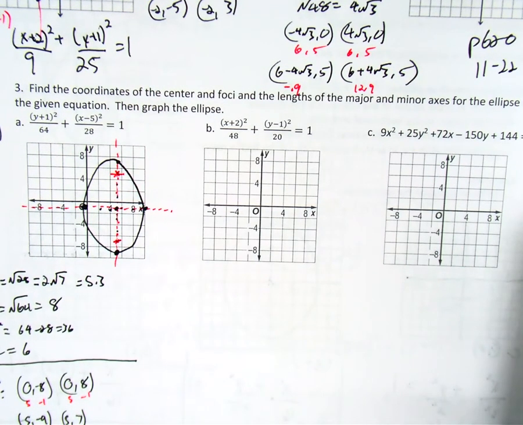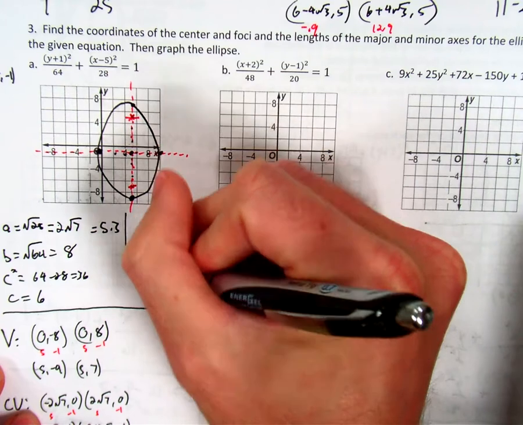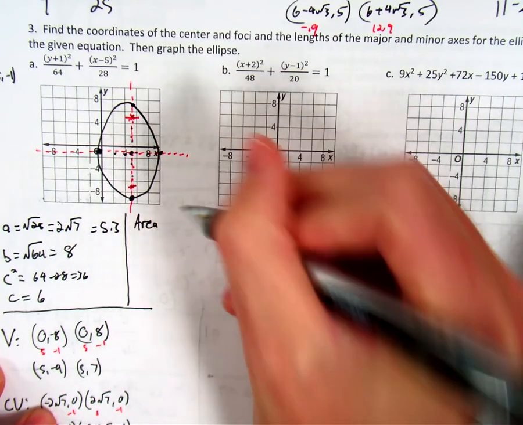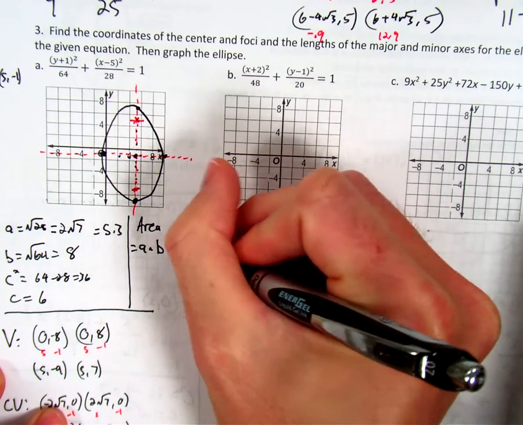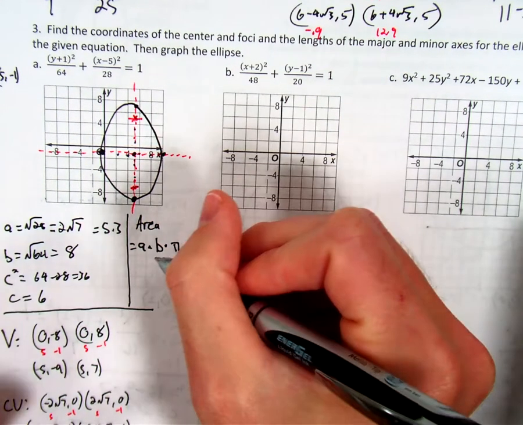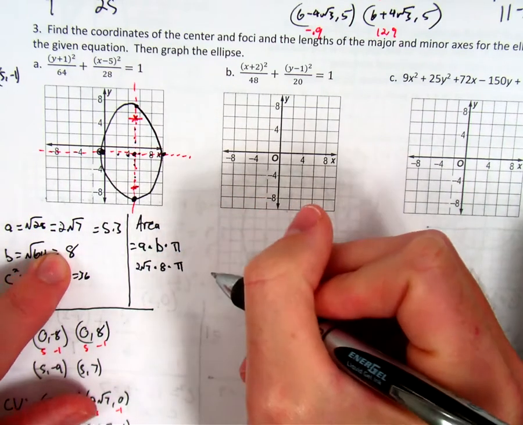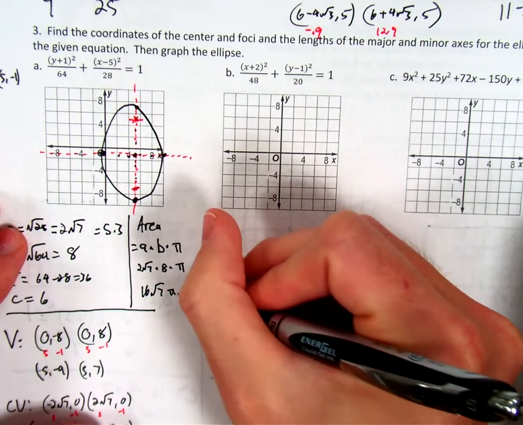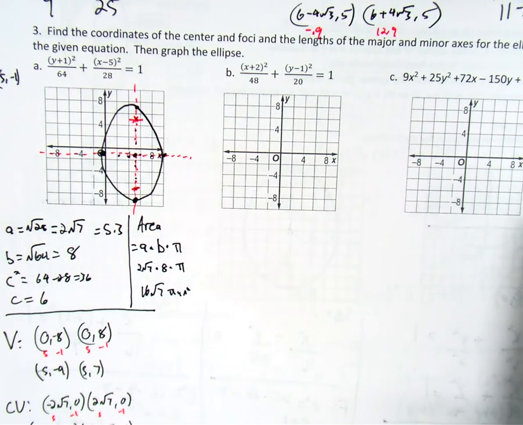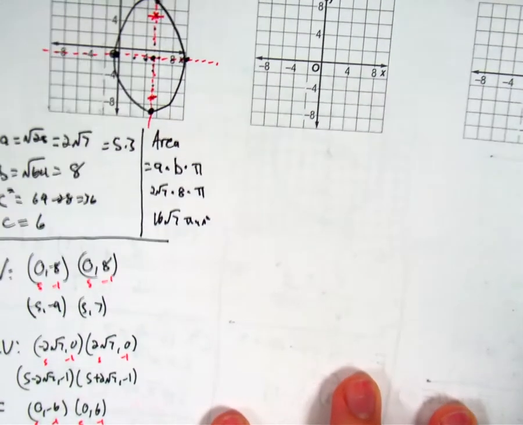All right. So that's all of that, and we're going to add one new thing that we haven't really had yet: area. And that's going to be our A times our B times pi. So we have 2 radical 7 times 8 times pi. Our area is going to be 16 radical 7 pi square units. Take a look at that and absorb all that in. There's a lot going on there.